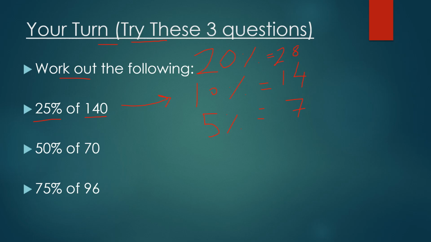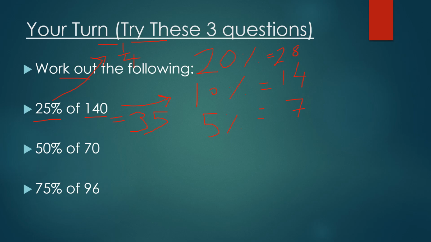Alternatively, you might have recognized that 25%, as a fraction in simple form, will actually be a quarter. So I can divide it by 4. So half it, I get 70. Half it again, I get 35. Okay, so this as a fraction is equal to 1/4. So you do 1/4 of 140. So you do 140 divided by 4, okay, which will be 35.